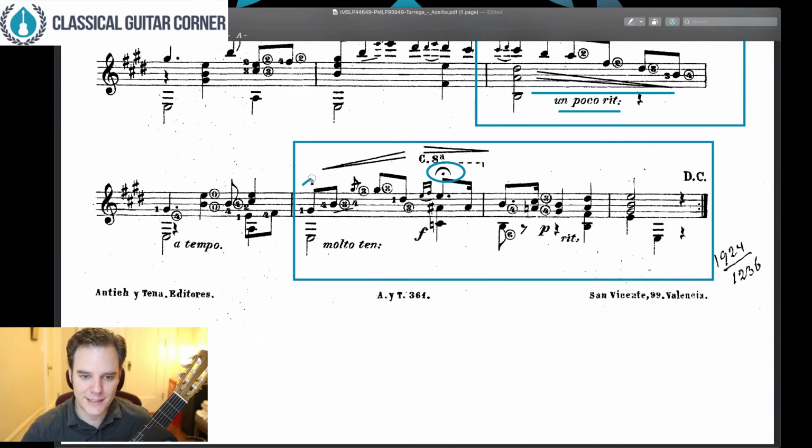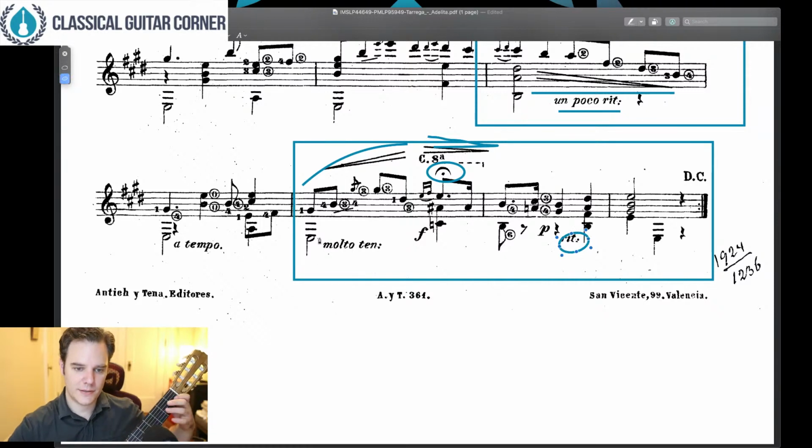We have an ascending line with a crescendo. And here we have peaking at the top there, and then with a decrescendo, and we have a rit. So let's hear that in context. Fermata.